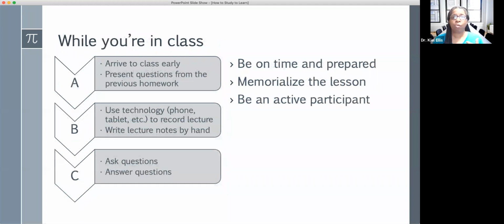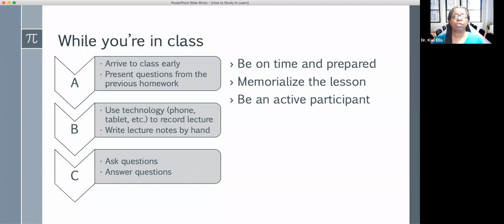While in class, well, first, let's say you need to come to class. Attendance is very important. Arrive to class early and prepared. Present the questions that you have from the previous night's homework. Ask your teacher, if you have time, can we discuss this problem? Or if not, can we do it right after class? Memorialize the lesson of the day by recording it. Use your smartphone, use your tablet, record the lecture. Sit up close to where the teacher is and record the lecture.